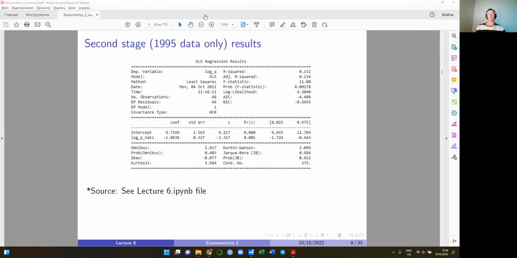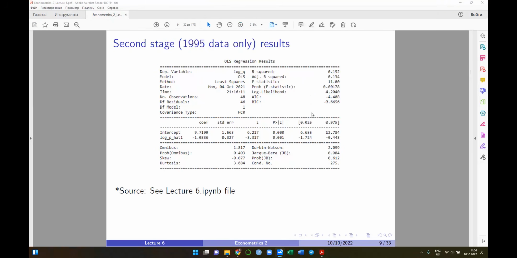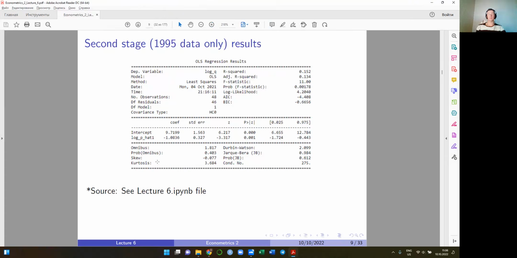Next is the second step. On the second step, we regress log quantity on the fitted values of log price. And here we have the expected negative estimate of this coefficient, minus 1.08. But the standard errors in this estimation are not correct. Again, why?